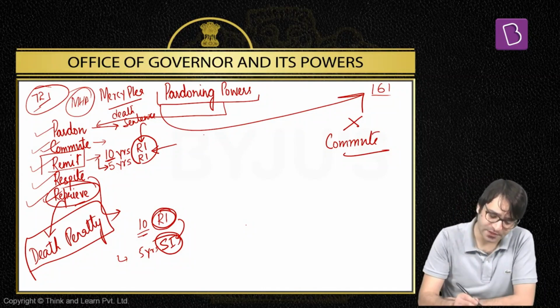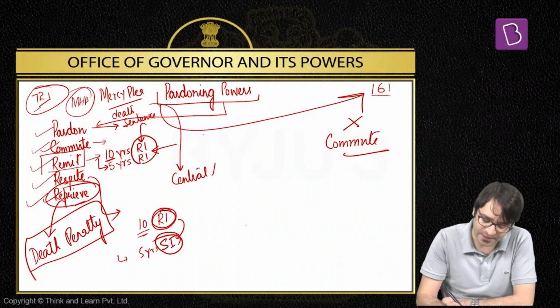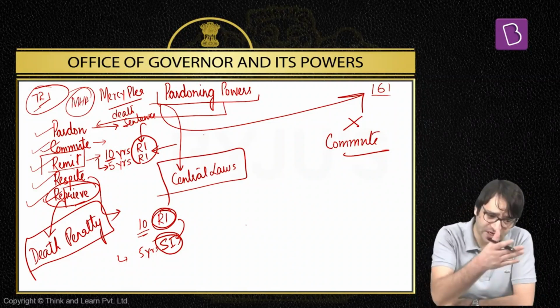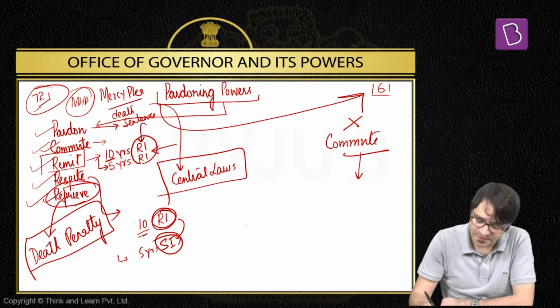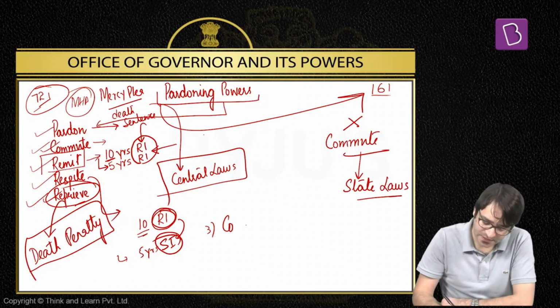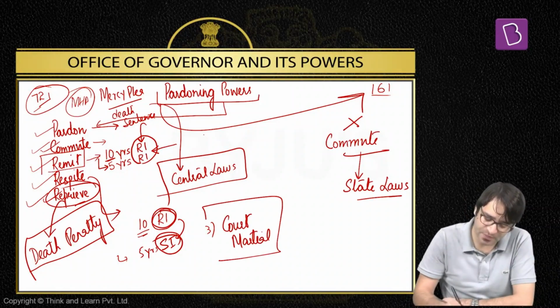Second difference. The president can use his pardoning powers if you have committed crimes against central laws, or crimes under various central laws. The governor can use this pardoning power if you have committed crimes under the state laws. That's another difference. And the third difference is, the president can also pardon somebody who is guilty in a court martial.